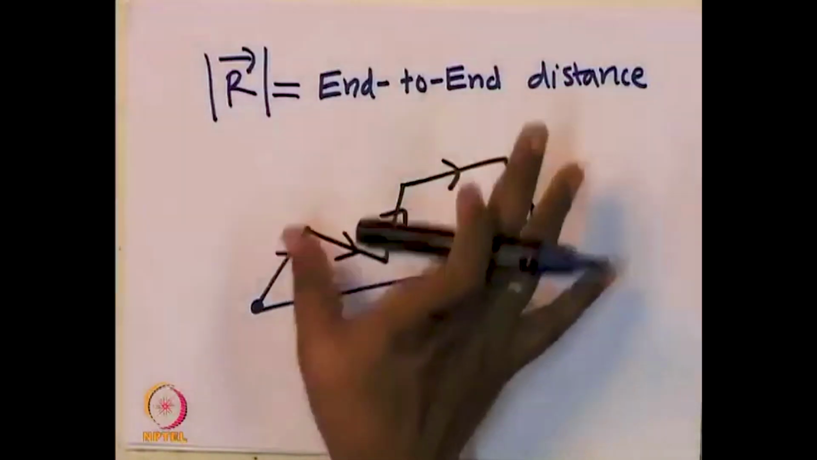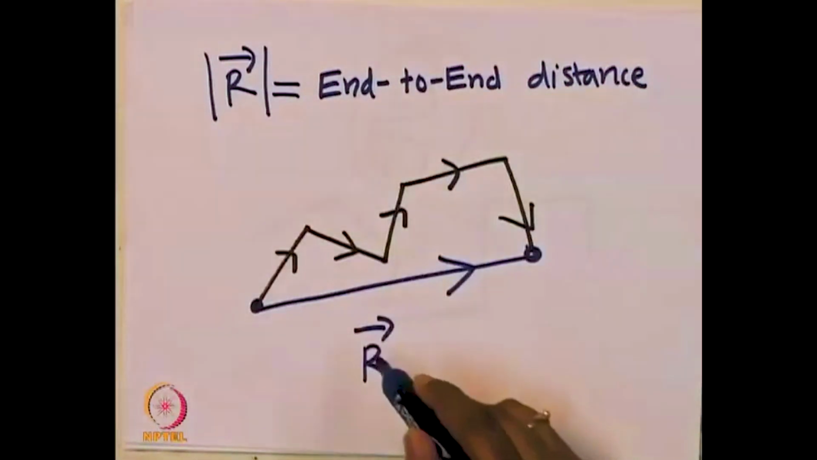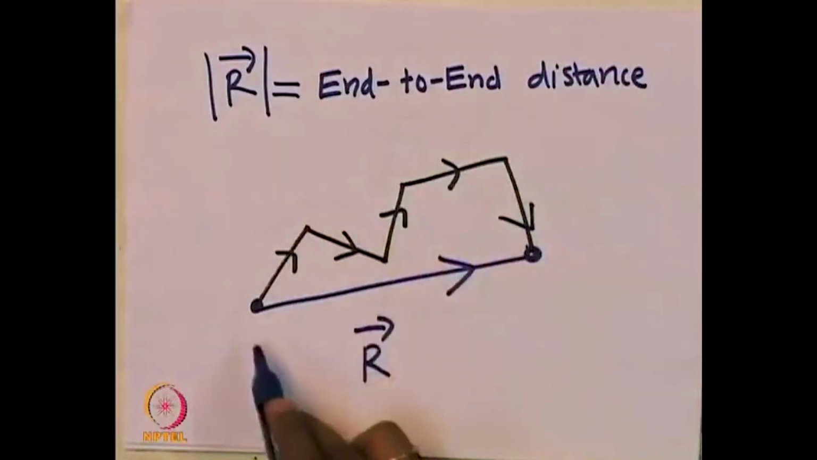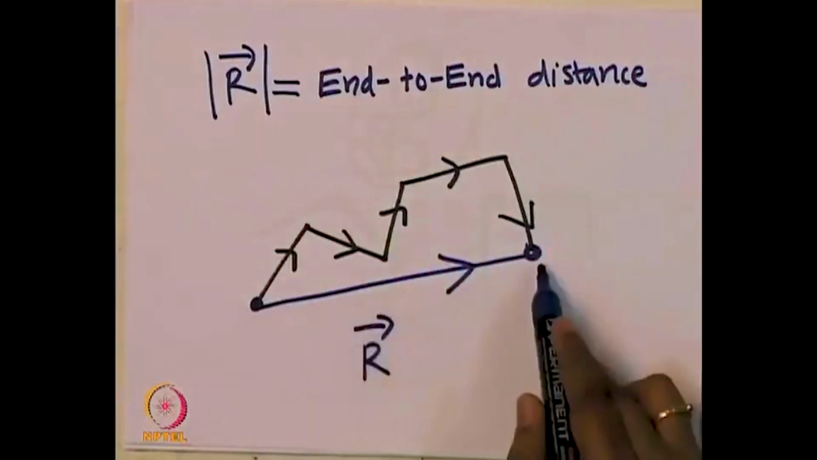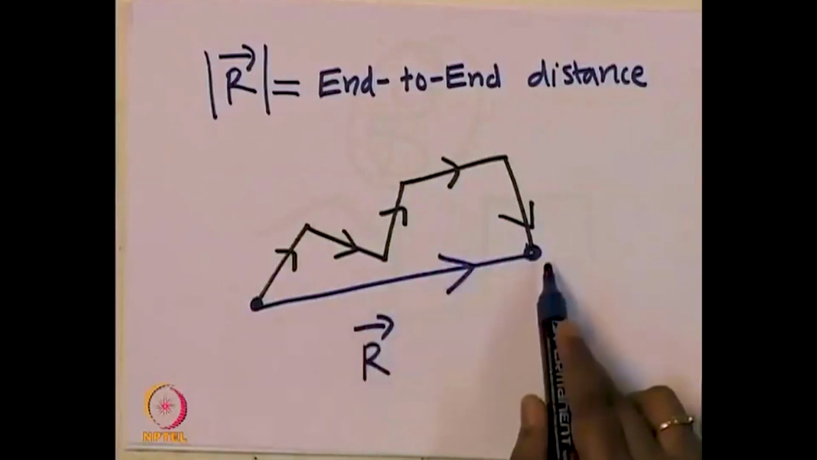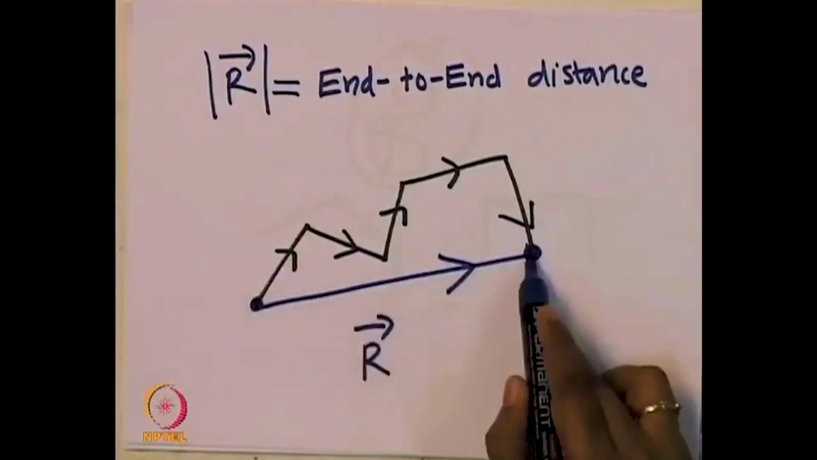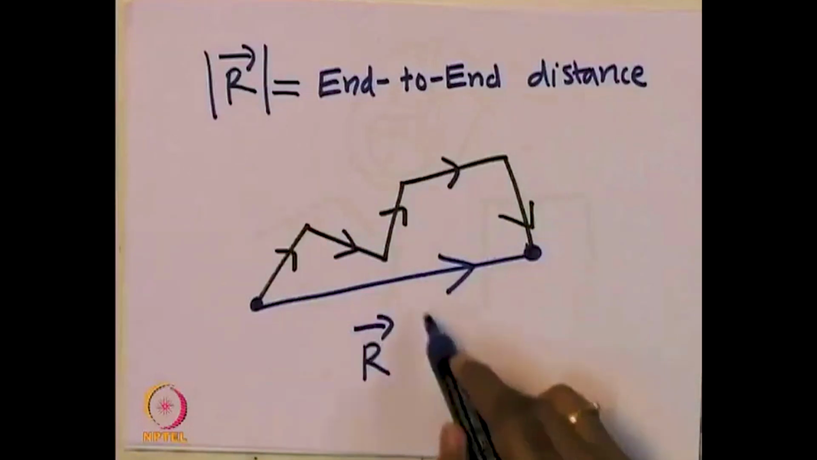So, this distance is called the end to end distance, and the distance plus the direction, which way you have to go from one end to reach the other end, these two pieces of information together form this end to end vector.